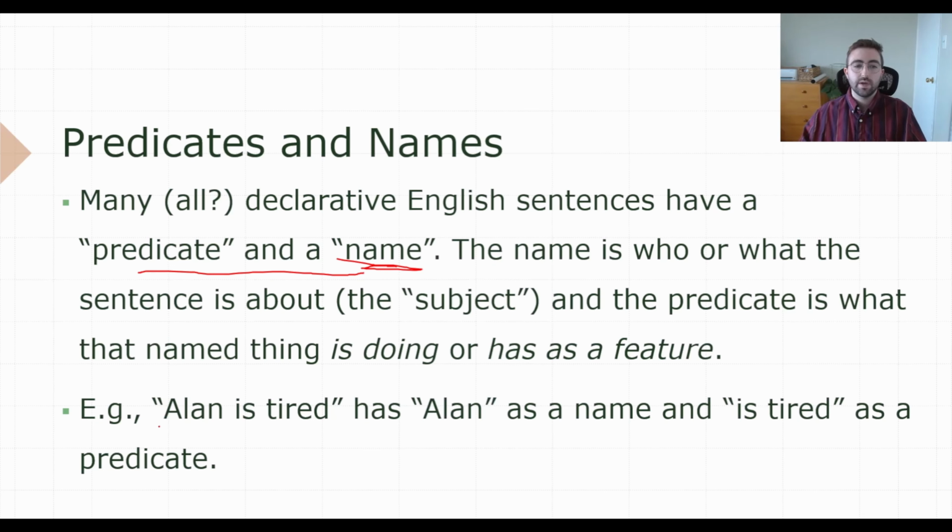So, for example, if we have the sentence, Alan is tired, then Alan is the subject, Alan is the name, Alan is what the sentence is about. And then is tired is the predicate. It's what we're saying about Alan, right?